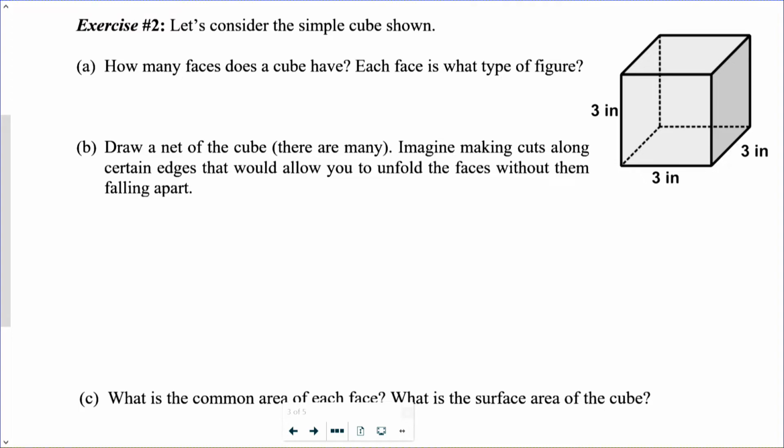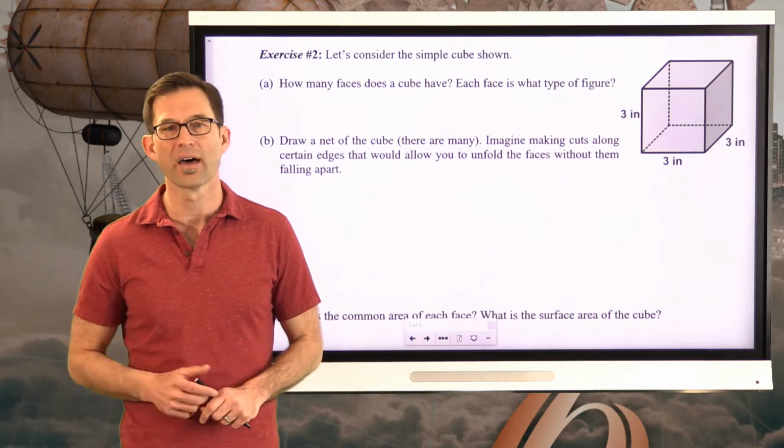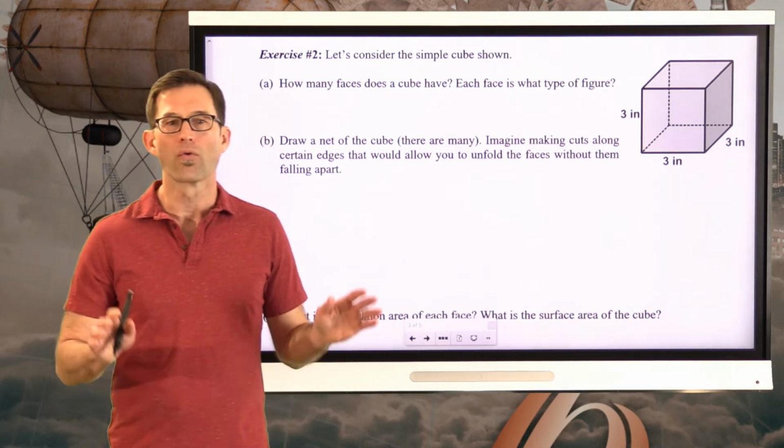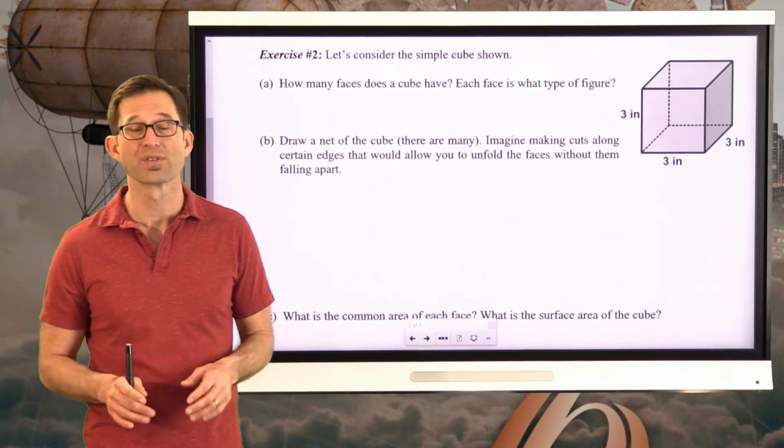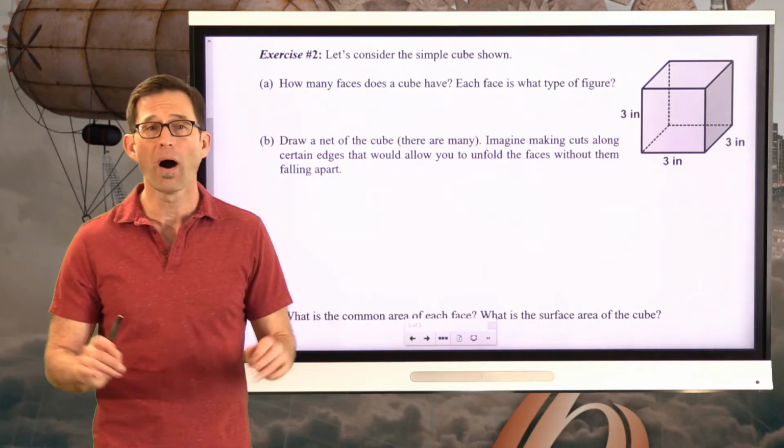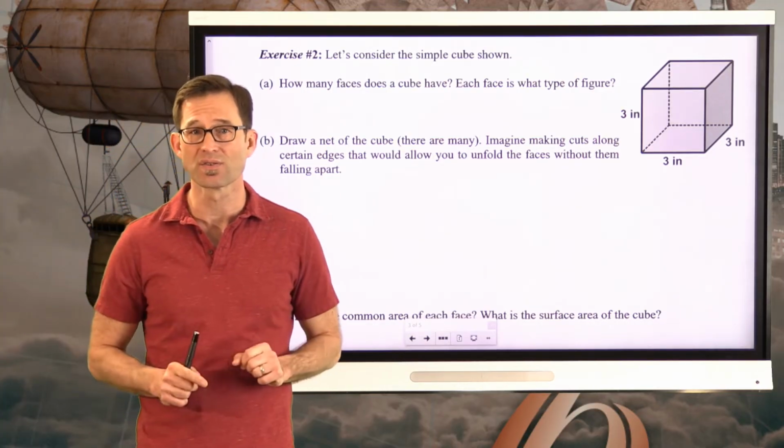How many faces does a cube have? Each face is what type of figure? All right, this is easy and we talked about it in the last lesson. Rectangular prisms, boxes. All boxes have 6 faces, right?